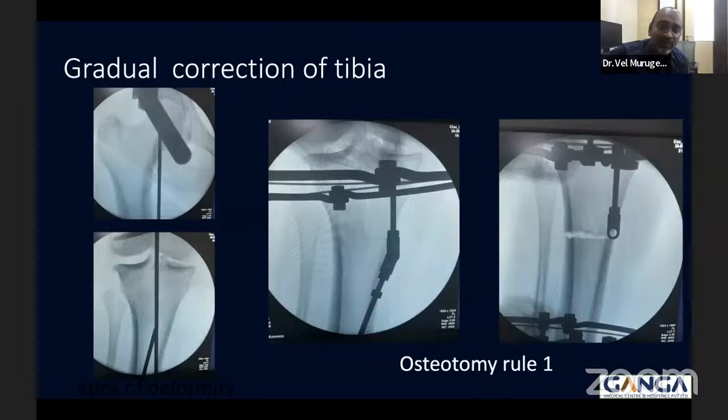Next, because the deformity in the tibia was more than 15 degrees, we planned for a gradual correction, where we used an Ilizarov frame. The CORA was identified, the hinge was placed at the level of the CORA, and the osteotomy was also done at the level of the CORA. So there will be a pure opening of the wedge, which is osteotomy rule number 1.